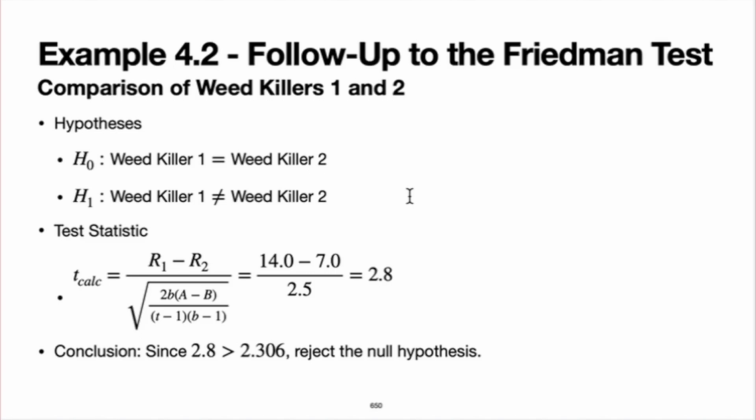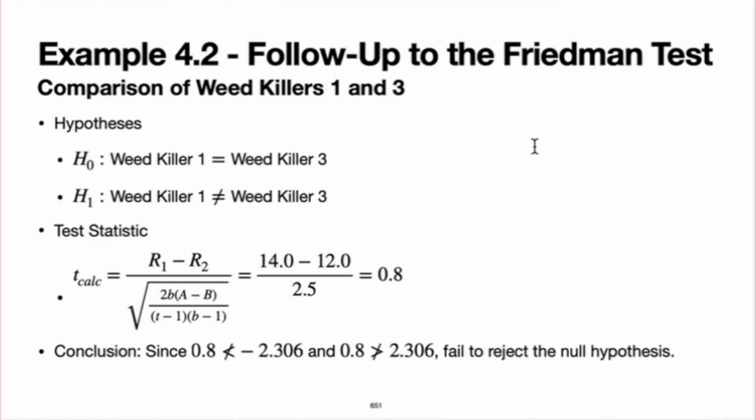So the value of the test statistic, in this case, is 2.8. I've already calculated the denominator, and all we have to do now is take the difference between the two R values here. We get 2.8. And since 2.8 is greater than the upper critical point of 2.306, we reject the null hypothesis. All right, so let's keep that in the back of our mind.